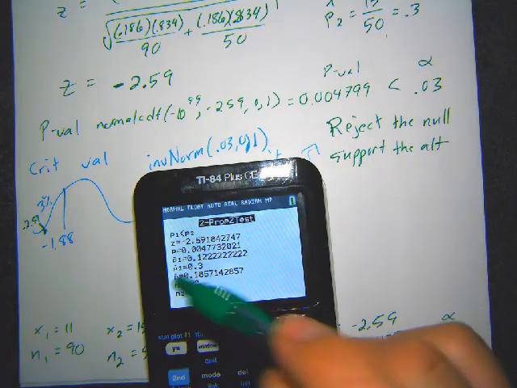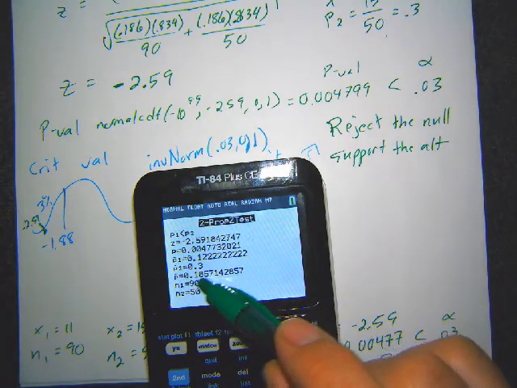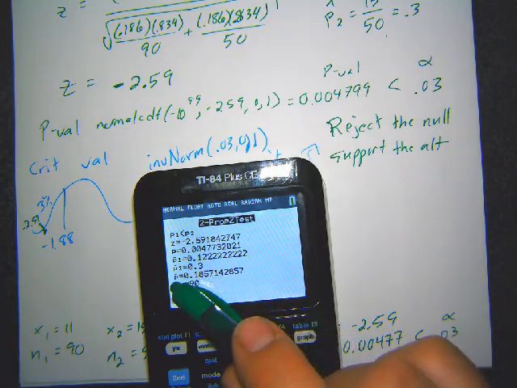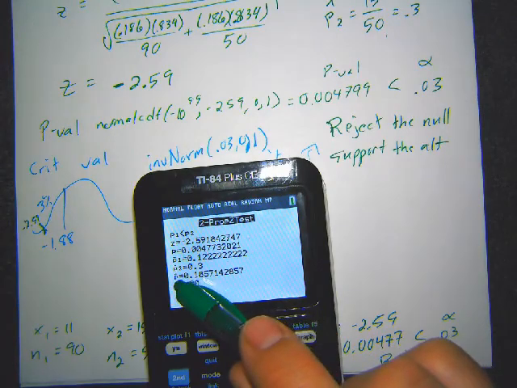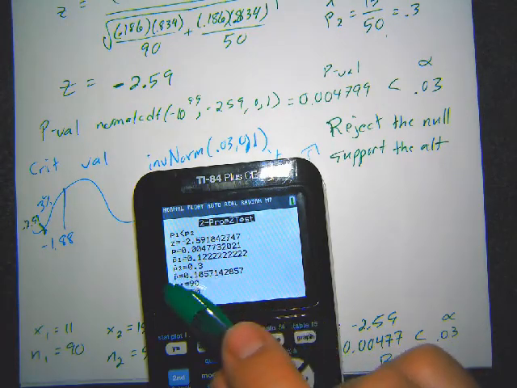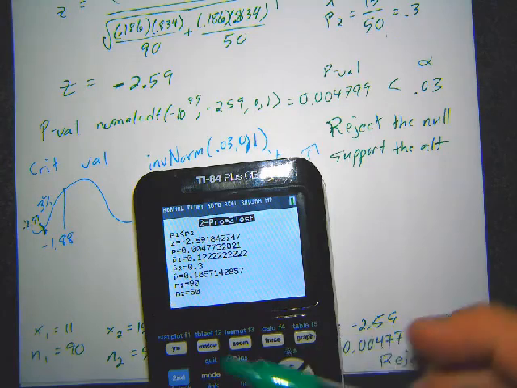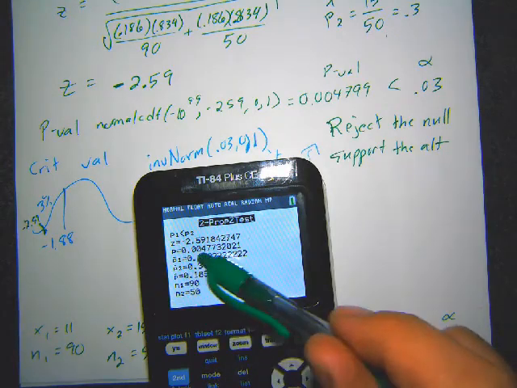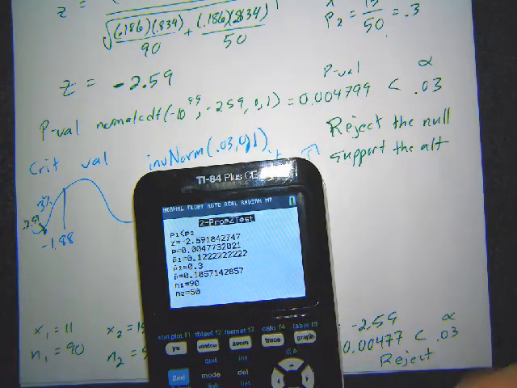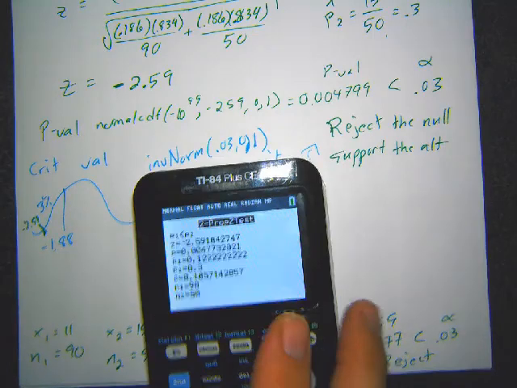Also, this little p-hat here, it's 0.186, that is the p-bar we're talking about. That is the pooled value. That's what that's showing you. So it actually gives you p-hat1, p-hat2, and it gives you the pooled value, which is kind of an average of these two, basically. So all that information is in there.